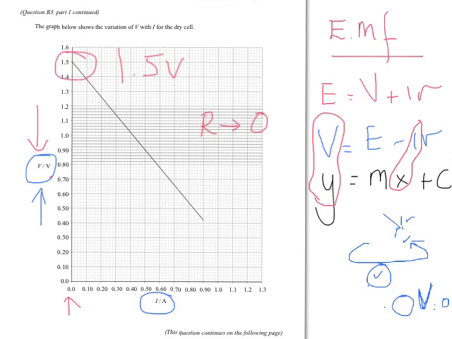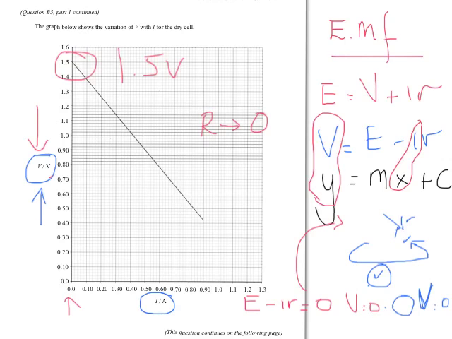So that would mean that E minus Ir would equal 0. So that means that V equals 0. So this is a really long-winded way of asking what would happen to I if V is equal to 0. It's a very rare question and a bit of a mean one, but hopefully if you've done it once, you'll remember.